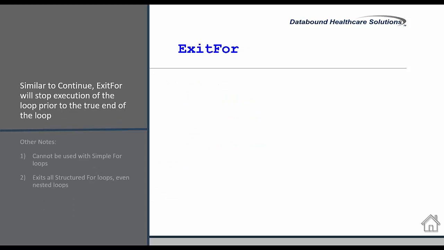Exit for, we talked a little bit about this. So it cannot be used in simple for loops, and it exits the structured for loop even if it's nested. So be careful with this one, because if you're trying to exit the inner loop to get to the outer loop, exit for will exit everything.